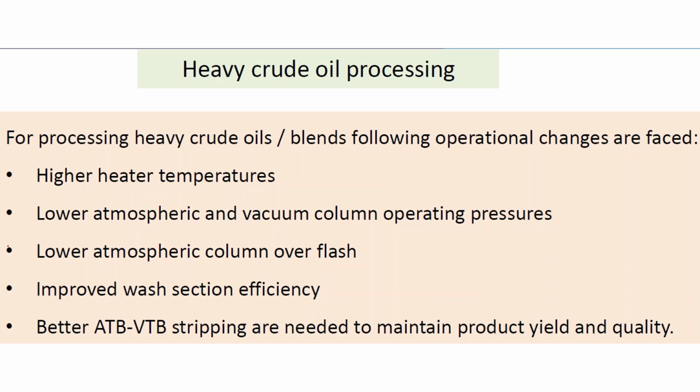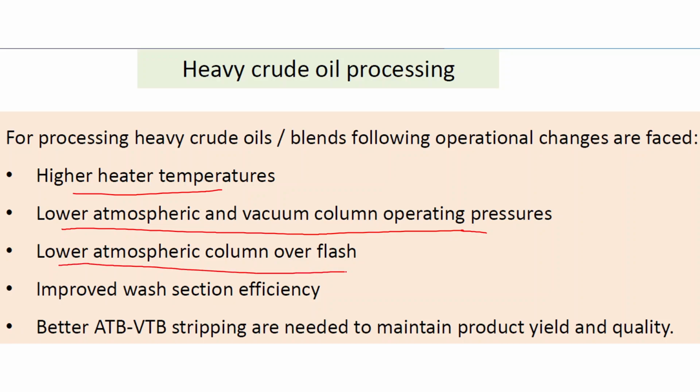Heavy crude oil processing. For processing heavy crude oil, operational changes are made. Higher heating temperatures: obviously, the processing of this heavy crude can be done only at higher temperature. Lower atmospheric and vacuum distillation operations means lower atmospheric and vacuum column operating pressure. Obviously, vacuum needs to be increased, so it will be done at high vacuum.